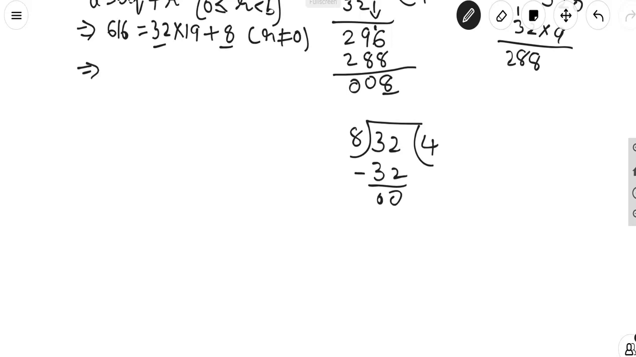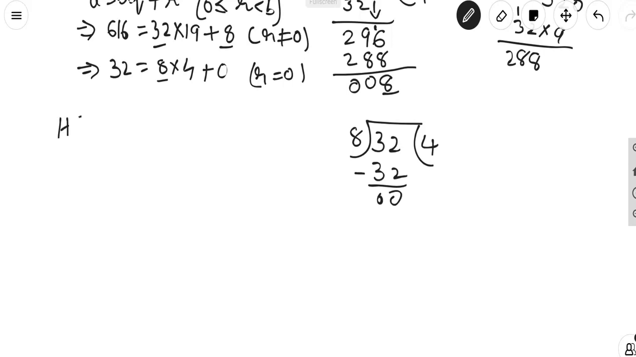So what will the equation be here? I will write it down: 32 is equal to 8 into 4 plus 0. Now what have we got? We have got the remainder as 0. So this is our last step in the calculation.